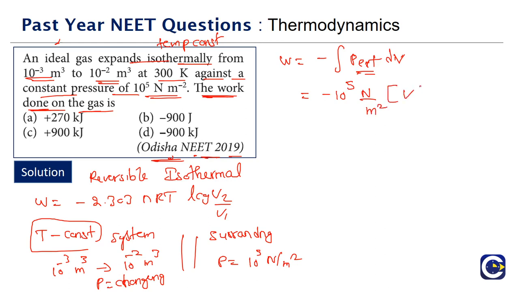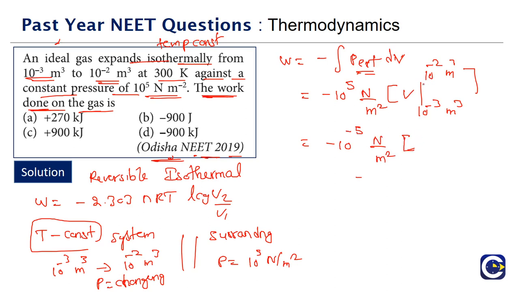So limits are what? Initial limit is 10 power minus 3 meter cube. Final limit is 10 power minus 2 meter cube. So if you look at it, what is it going to come as? Minus 10 power 5 Newton per meter square into what is the delta V, final volume minus initial volume, right?